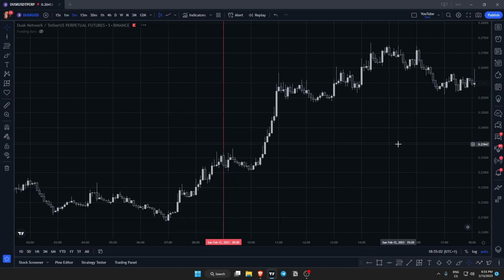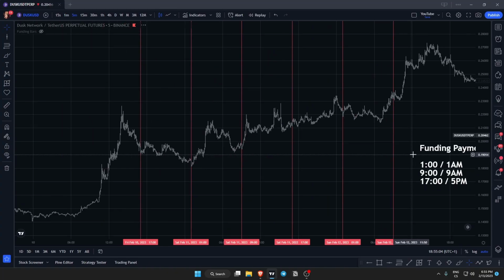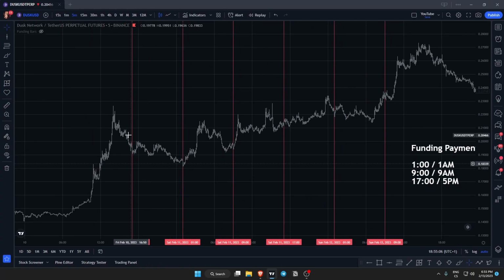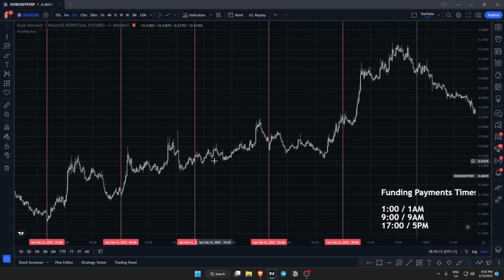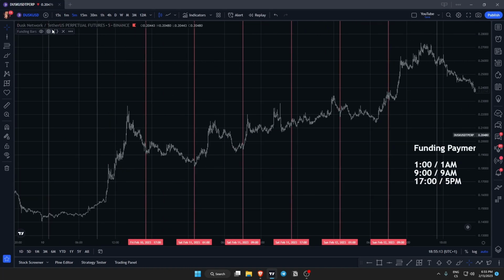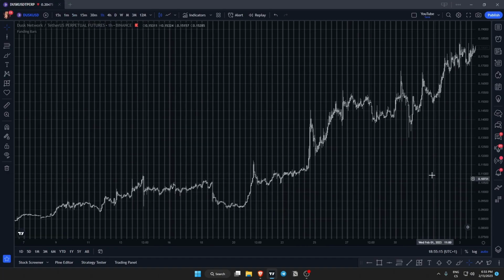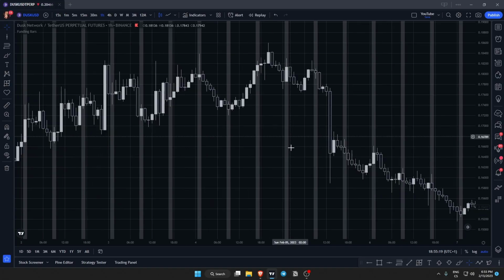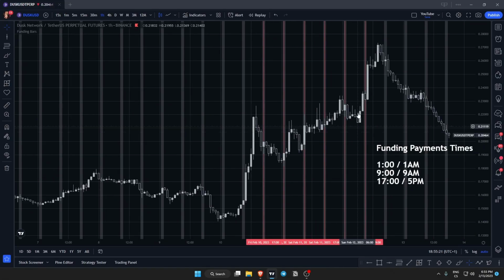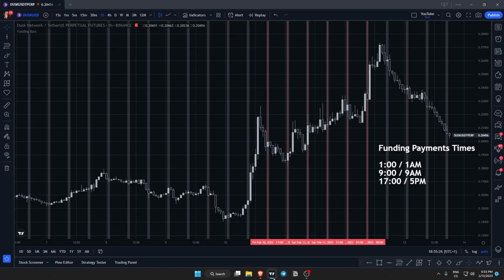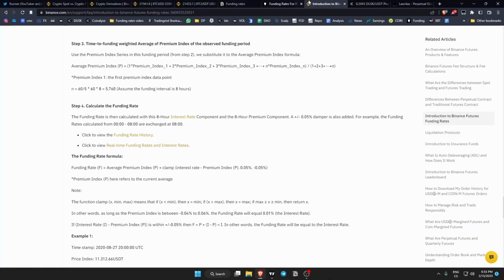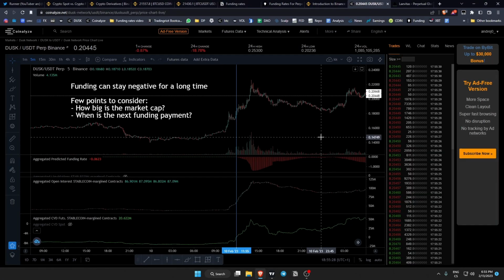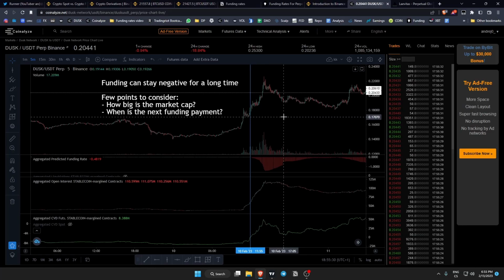So if you don't want to do these lines individually, there's also a funding bars indicator in TradingView. One second, why is it not showing? Yeah, so it shows it for you. So there's several ways you can see the data if you want. As you can see, it matches perfectly. So now let's go to Coinalyze. I have a couple more examples.